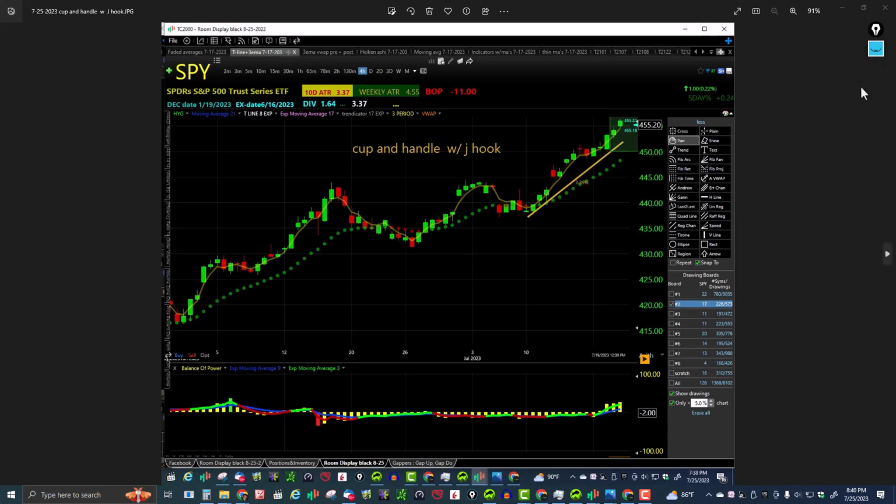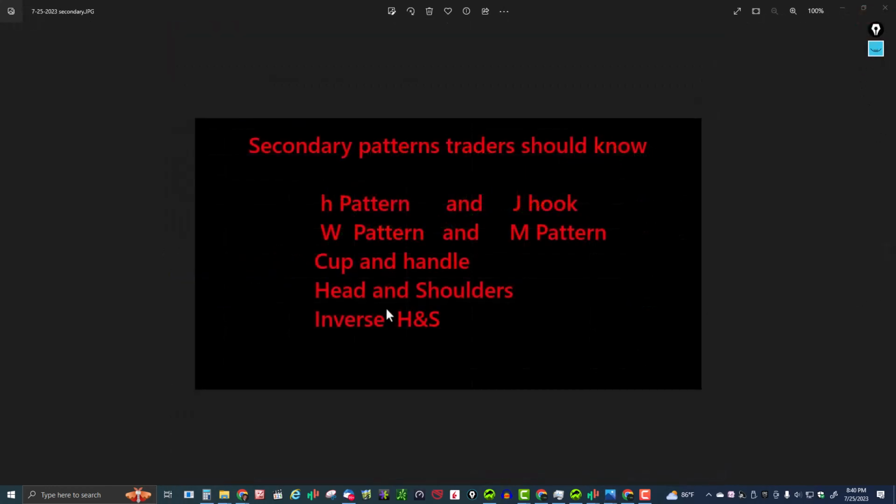Now we'll take a look at the head and shoulders patterns, okay? So we did the H pattern, we did the J hook, we did the W pattern, we did the M pattern. I just showed you a cup and handle with a J hook in it, and now the head and shoulders and the inverse head and shoulders. If you look at the head and shoulders, you'll find that on the right-hand side, there will be an H pattern. That will be the right shoulder.